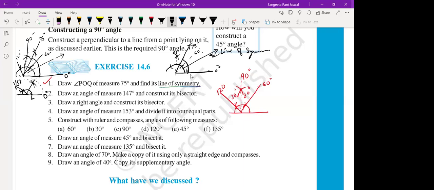Ma'am, over. Okay, show me. There is a bisector of 75 degrees. No, that is 75 degrees. You have to make a bisector of 75 degrees. So now you will bisect 0 degree and 75 degree. You will get another line. Do that.